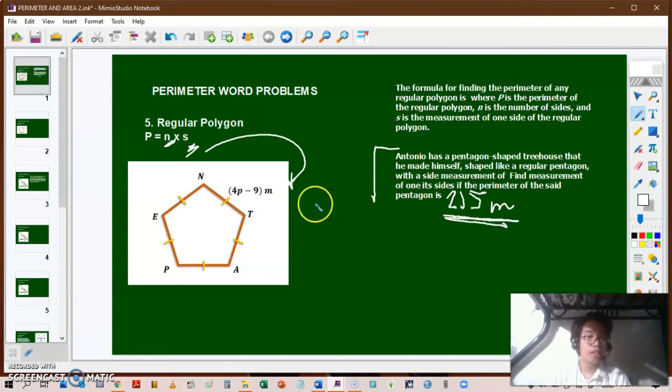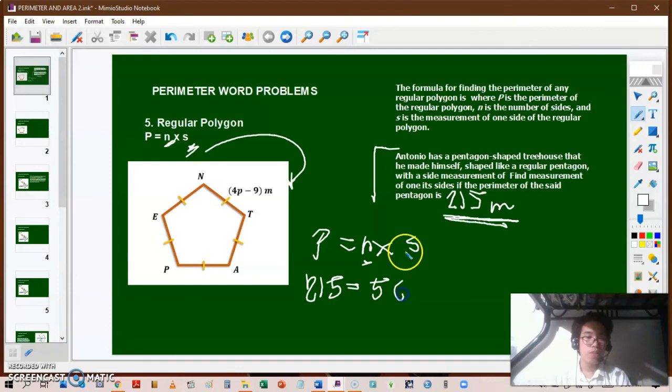So we need to find the measurement of each individual side. To get that, we need to solve for the value of P. So how do we do that? Since we know that the perimeter P is equal to N times S, and we know the value of P, which is 215, then we simply have to multiply the number of sides, which is 5, times the side measurement, which is 4p minus 9. And therefore, we have our formula. So 215 is equal to 20p minus 45.